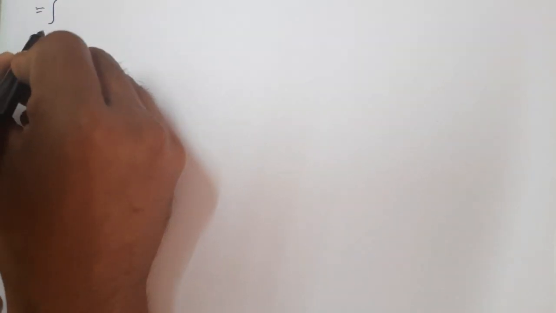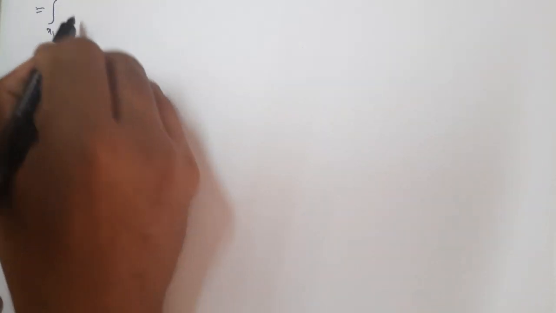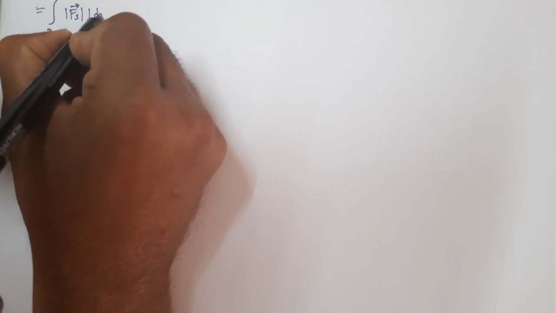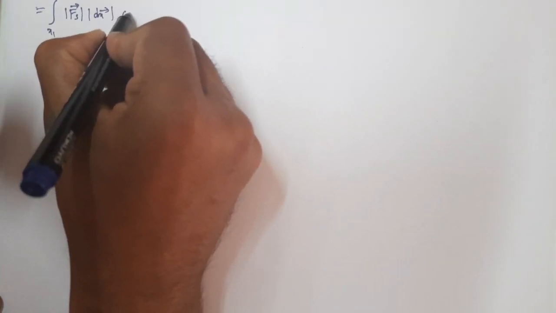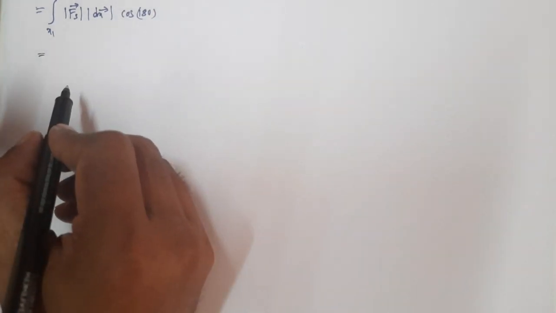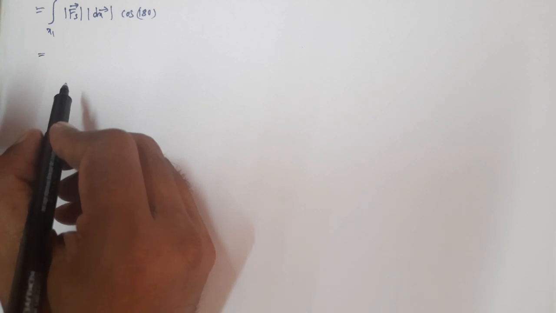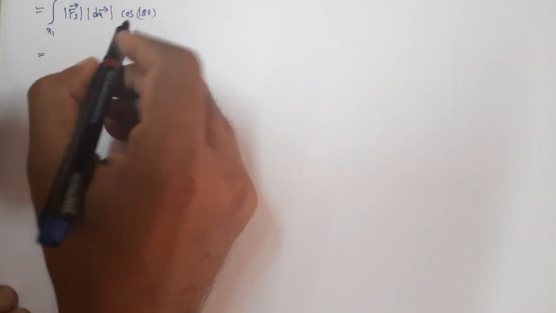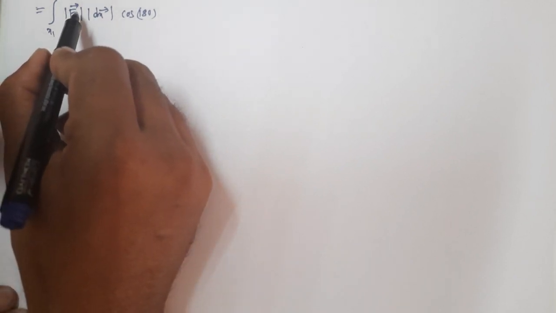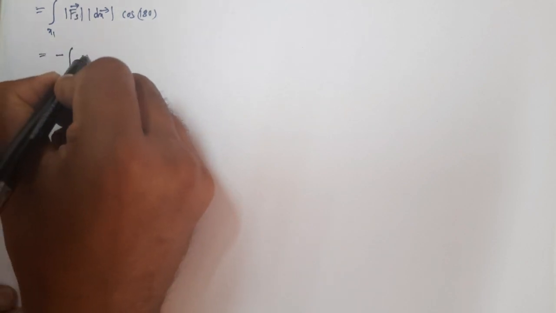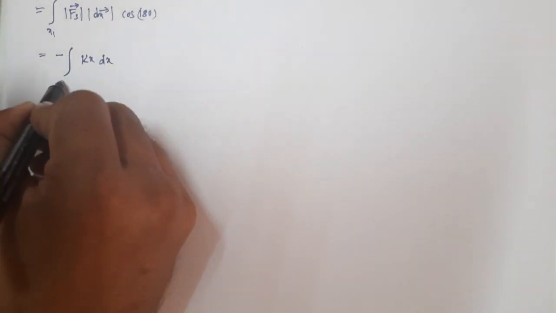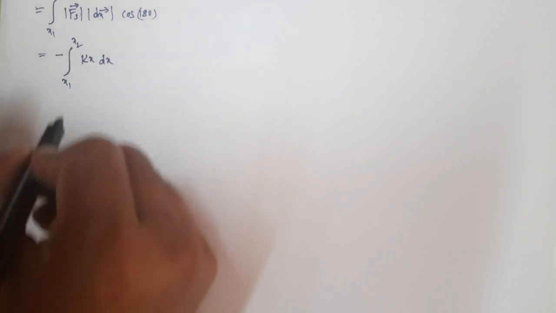So the integral from x1 to x2 of the magnitude of the spring force into the magnitude of dx bar into cos of 180 degrees. First, cos of 180 is minus 1, so let us write minus 1 here. And the spring force is actually equal to minus kx, but we are supposed to take the magnitude, right? So kx into dx bar. We take only the magnitude, and the lower limit is x1 and the upper limit is x2.